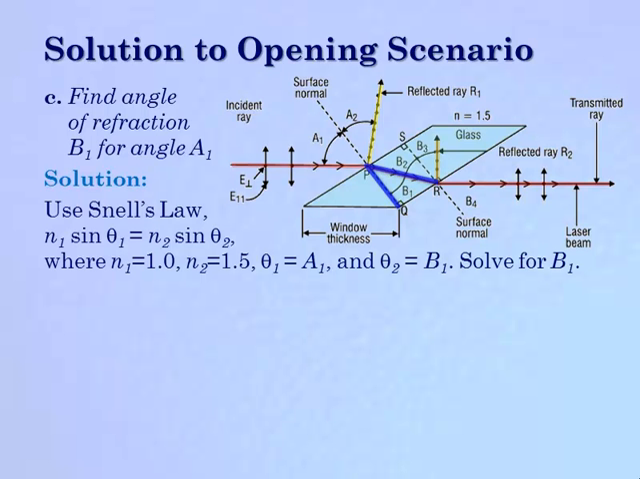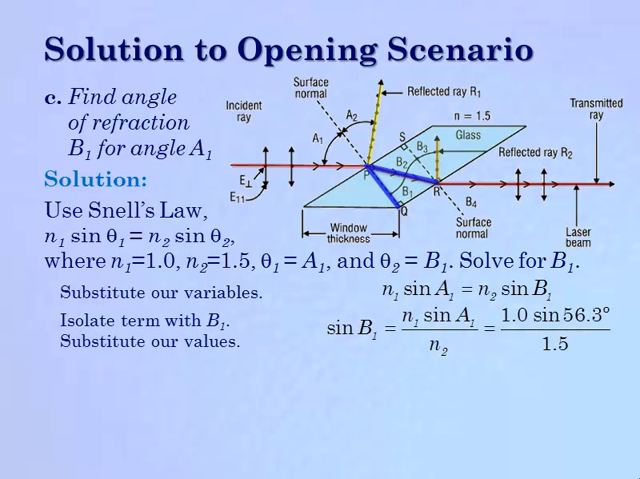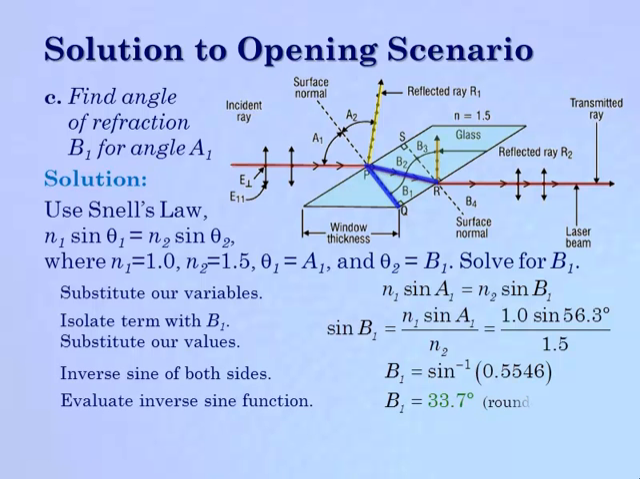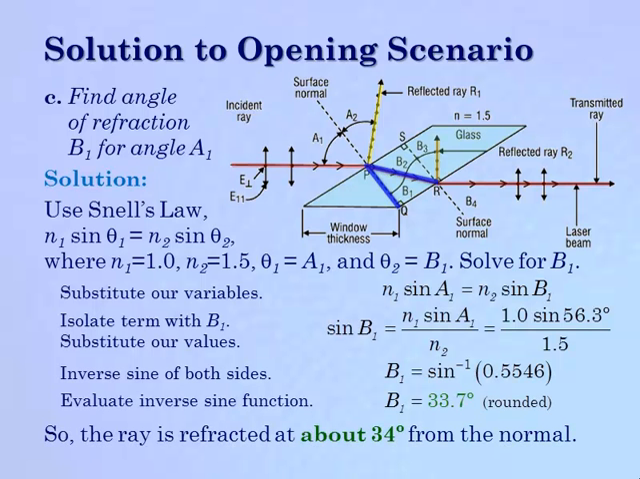So we need to isolate our term with the B1 in it. Since it's multiplied by n2, we need to divide both sides by n2. And the sine of B1 will equal n1 sine of A1 divided by n2, and then we can plug those variables in and calculate. We'll take the inverse sine of both sides, since we don't want the sine of B1, we want B1, just like we took the inverse tangent. The inverse sine of 0.5546 is about 33.7 degrees. So the ray is refracted inside the glass at about 34 degrees from the normal.